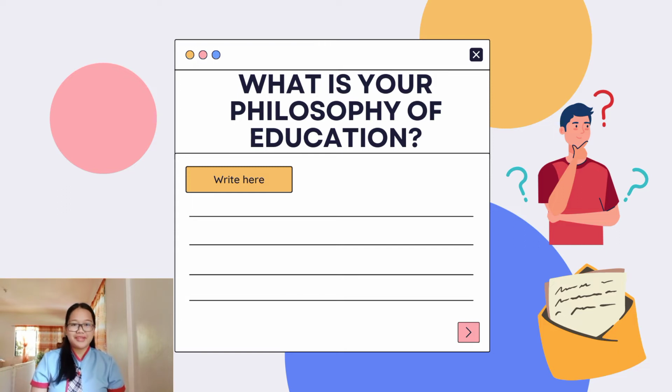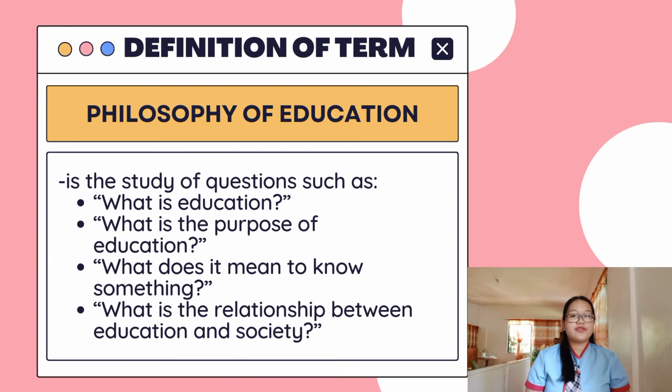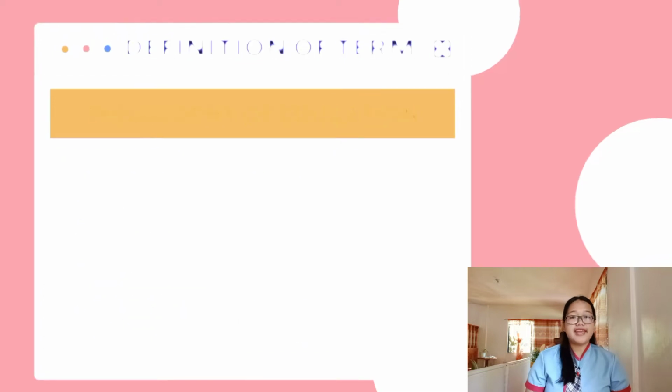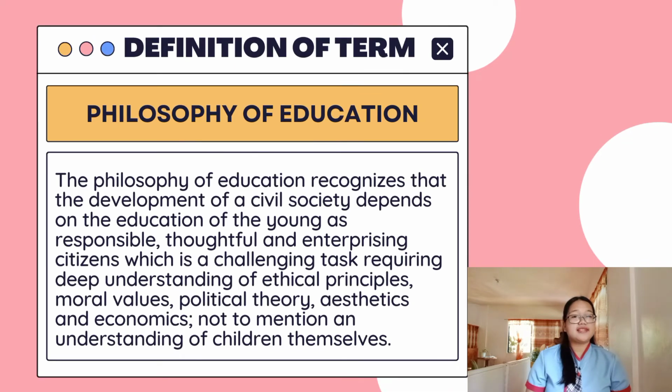discuss philosophical foundations. Prior to our discussion, let's have first the definition of philosophy of education. So what is philosophy of education? Philosophy of education is the study of questions such as: what is education? What is the purpose of education? What does it mean to know something? And what is the relationship between education and society? Philosophy of education recognizes that the development of a civil society depends on the education of the young as responsible, thoughtful, and enterprising citizens, which is a challenging task requiring deep understanding of ethical principles, moral values, political theory, and understanding the children themselves.